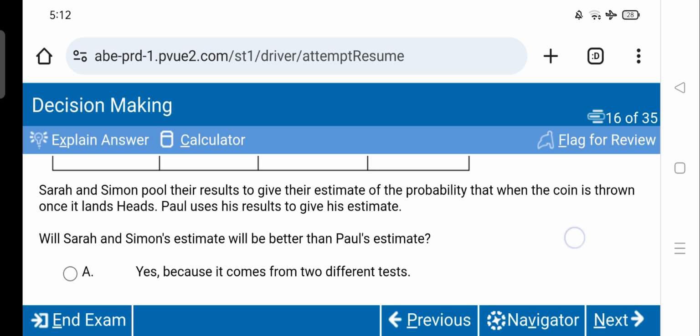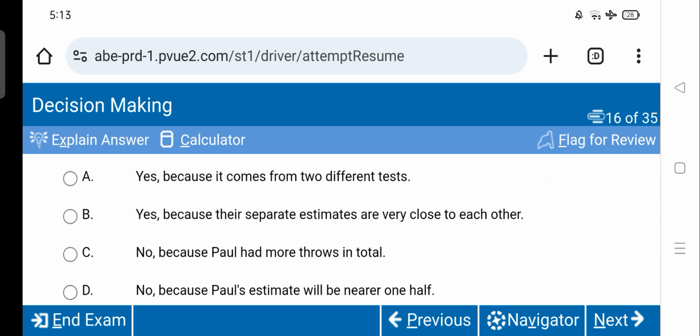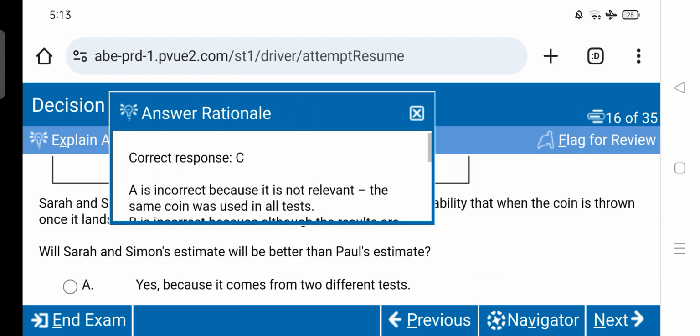Option A, yes, because it comes from two different tests. Option B, yes, because their separate estimates are very close to each other. Option C, no, because Paul had more throws in total. Option D, no, because Paul's estimate will be nearer one half. So here we have the correct option, option C.